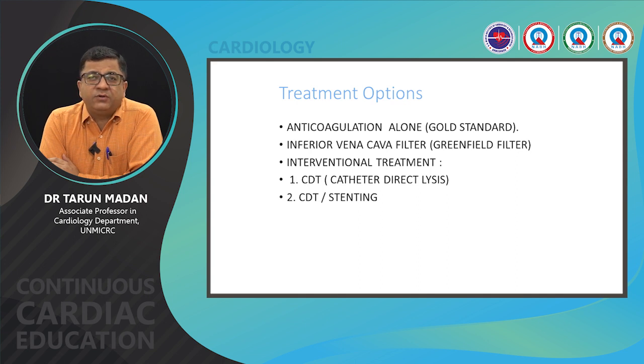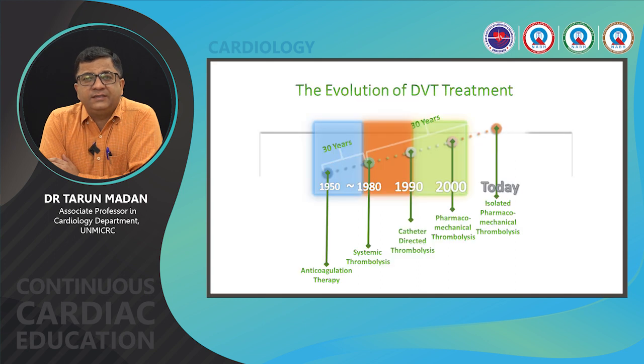Interventional treatment, you have CDT, catheter directed thrombolysis, or PMT. If there is an obstruction in the iliac veins, you can do stenting also.